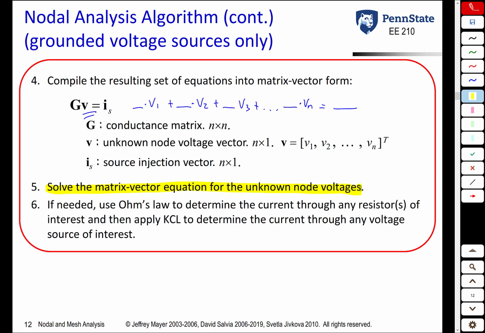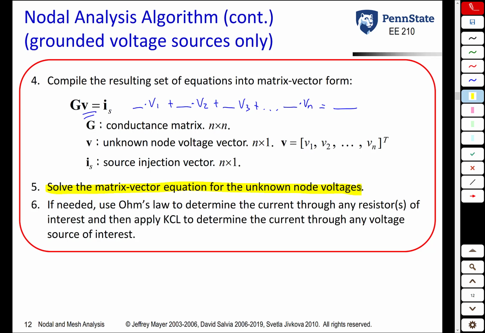Once again, if you've had a linear algebra course, you know simple ways to solve equations. If you haven't, you basically need to do some substitutions to try to solve for the variables. At this point, we have now determined the voltage at every node in the circuit. So we've solved the circuit, but we haven't necessarily answered the question. That depends upon what the question is asking. So the last step, if necessary, is to use Ohm's law if we want to find the current through a resistor, for example, or if we want to find the power absorbed or supplied by one of the devices, we can use the power equation.